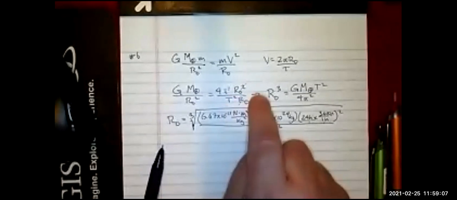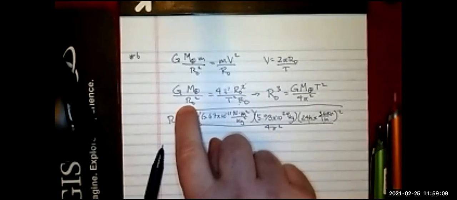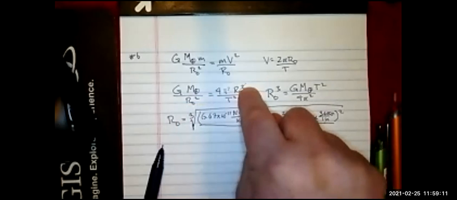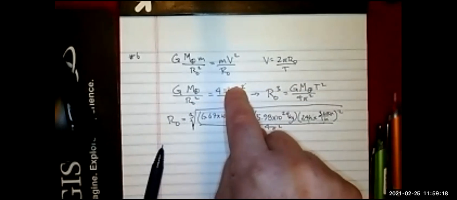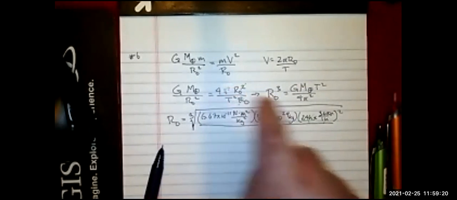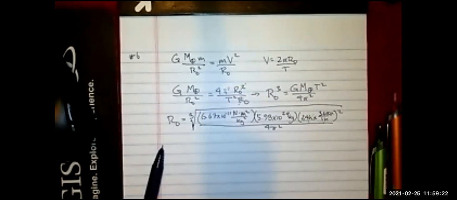Yeah, that's one way I can basically multiply both sides by r0. That would make r0 cubed over here. Then I multiply both sides by t squared. That would get rid of t squared over here. And then I divide both sides by 4 pi squared, and then that would get that over there. So that's sort of what's happening by cross multiplying.